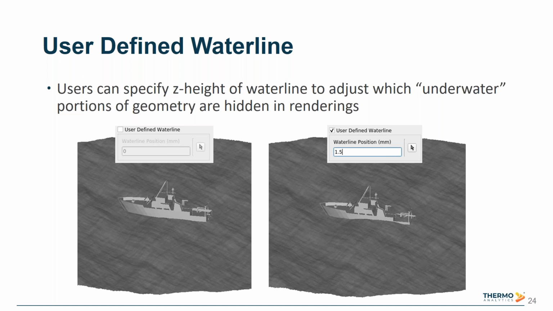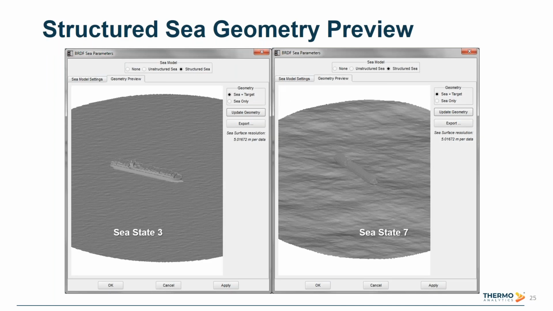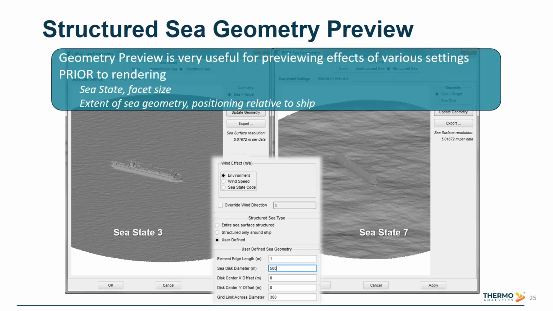When setting up a sea model, a geometry preview is available to make sure it is set up correctly before you start rendering. Maybe you aren't sure what sea state or user-defined sea geometry is needed, so you just want a quick look. And this geometry preview allows you to quickly visualize these changes before spending the computational time needed for the actual rendering process.